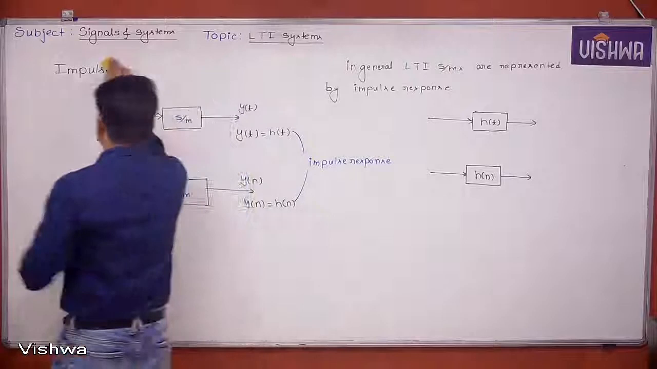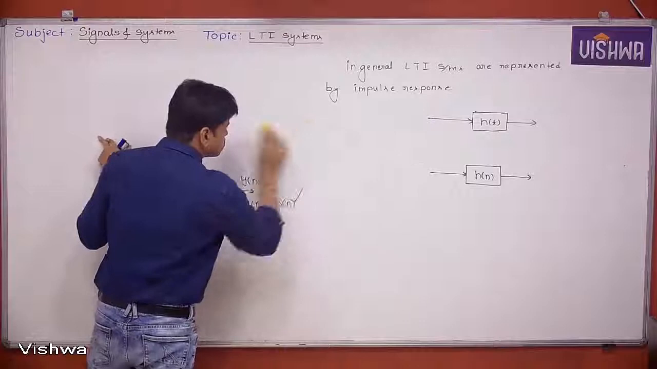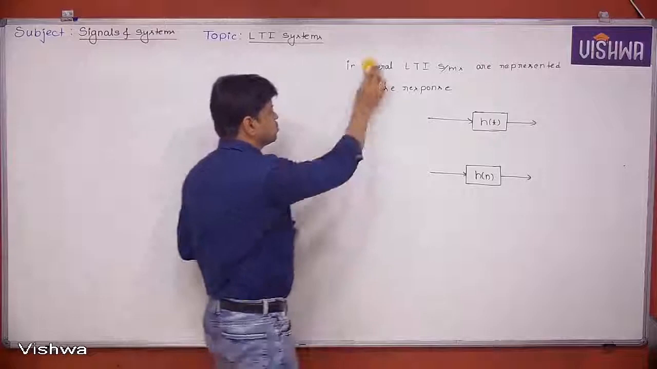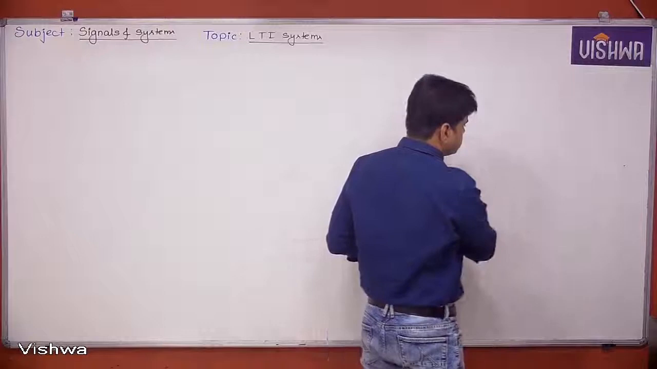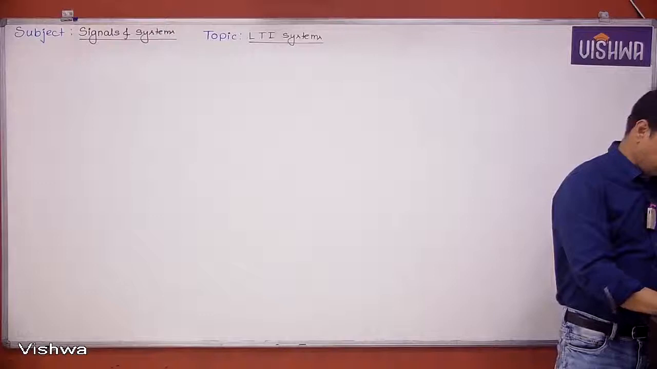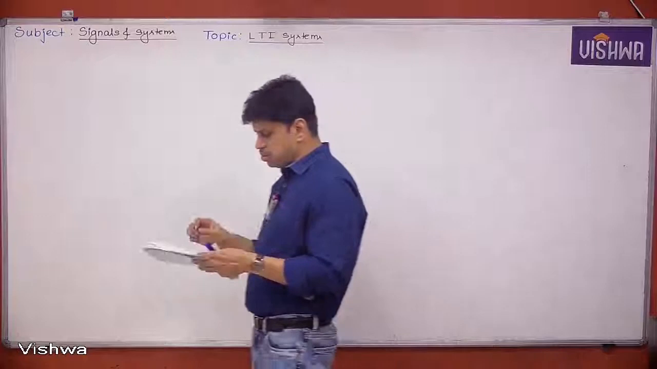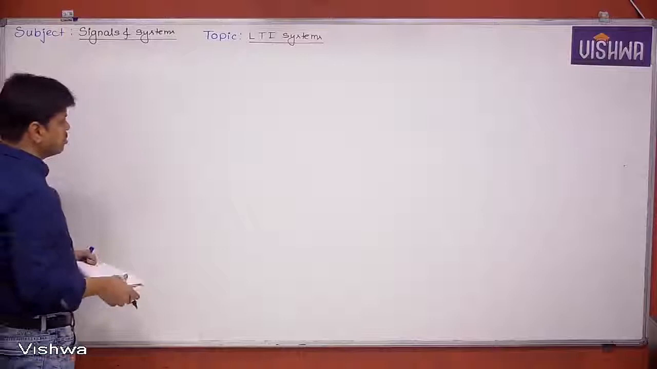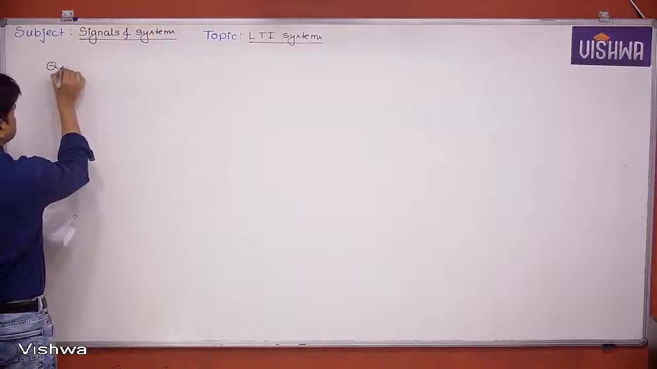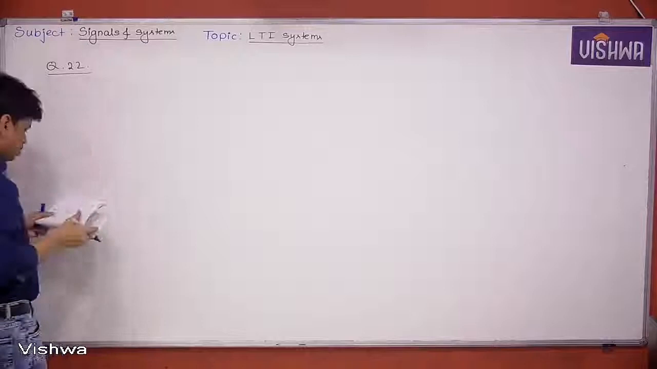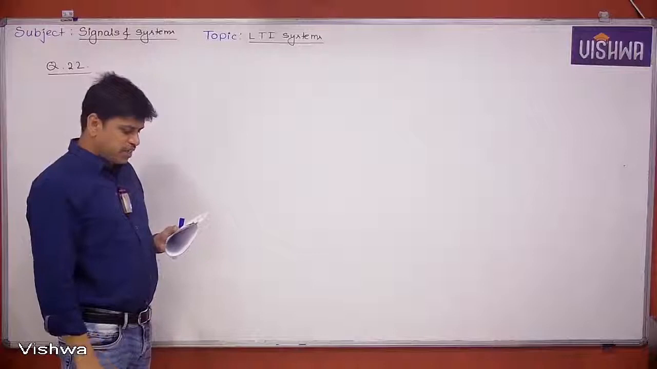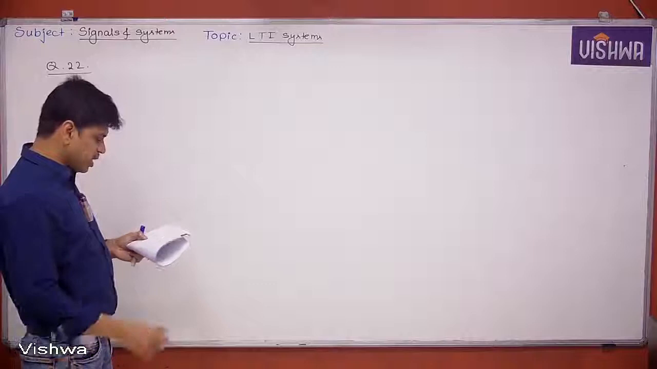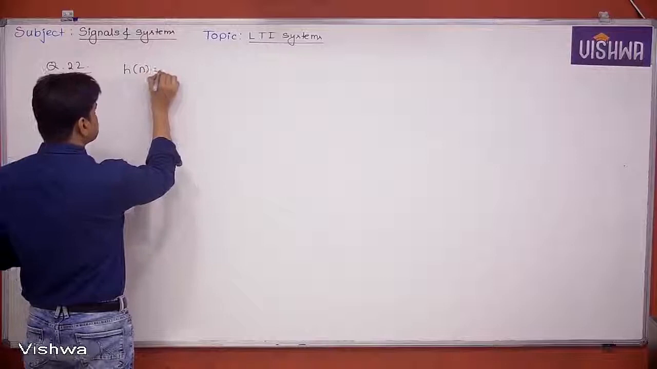Let's take the question from the workbook. Question number 22. The previous question is question number 21, which I haven't numbered, so please take that. Now let's see question number 22. The unit impulse response of a discrete time LTI system is given as h of n equal to 1, 2, with an arrow marking the origin.